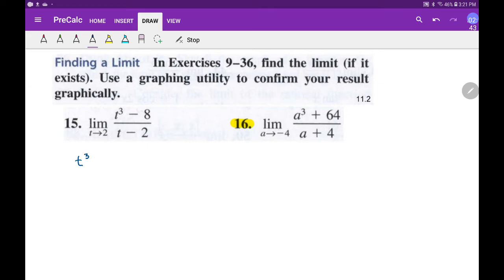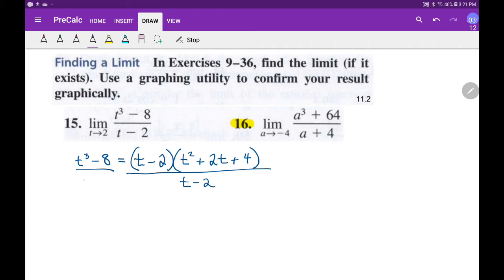t to the third minus 8 fits the pattern that we learned. The cube root of t to the third and the cube root of 8, and then the cube root squared. And then I use the different sign, and I multiply the cube roots together, and then the other cube root squared. All right, so that can be on the top. And on the bottom, t minus 2. So the t minus 2 cancels.